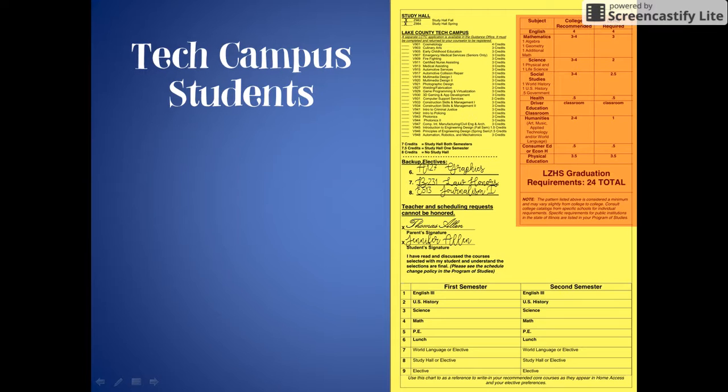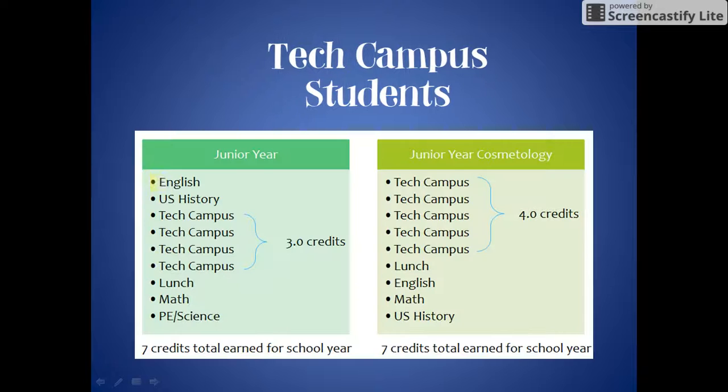Our Tech Campus students will have a bit of a different form. For a junior enrolled in most of the Tech Campus programs, you'll be here for periods 1, 2, 8, and 9 with a 7th period lunch. If you plan on taking a science class, you will be exempt from PE. If you don't take a science, then you are required to take PE.